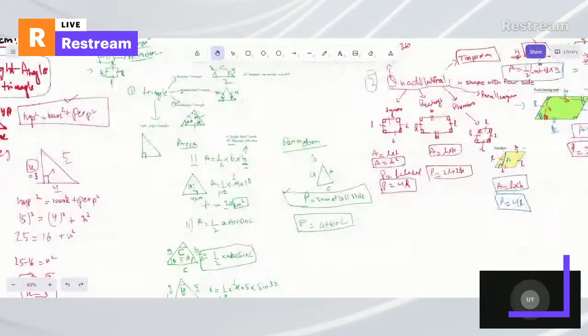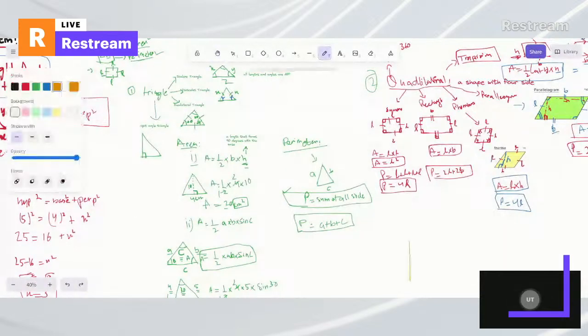All right, so let me remind you. In terms of exams, it's not necessary that you get exactly one shape. They can give you more than one shape combined. We're going to practice questions like that, so don't worry about it.